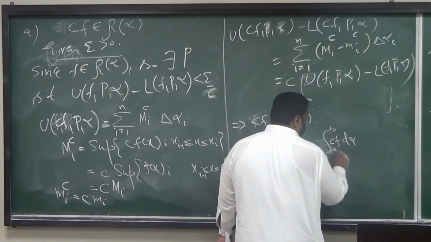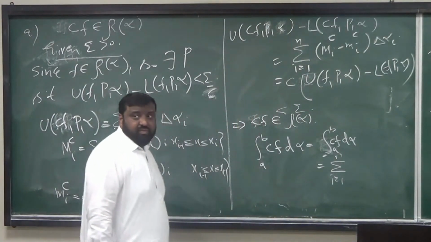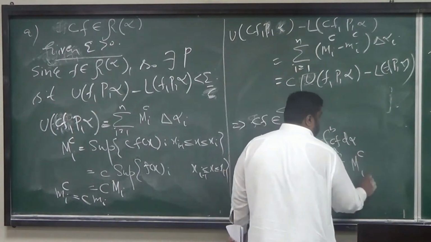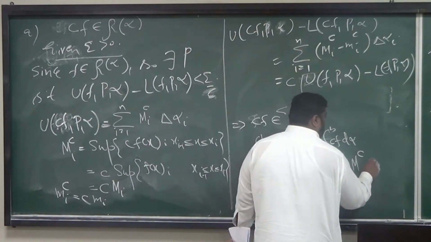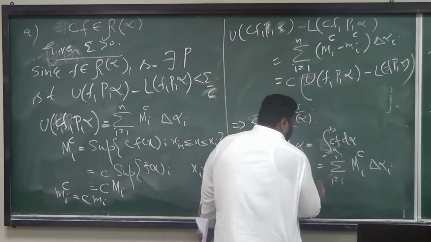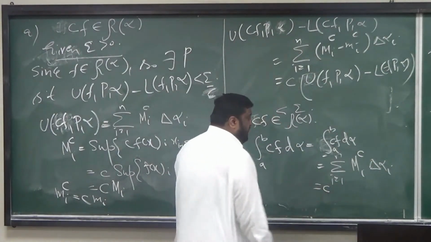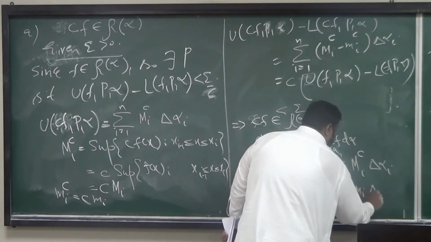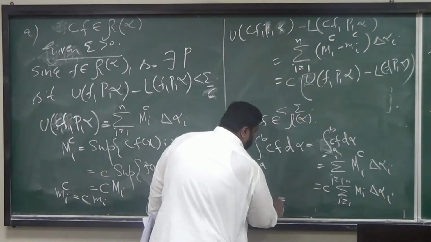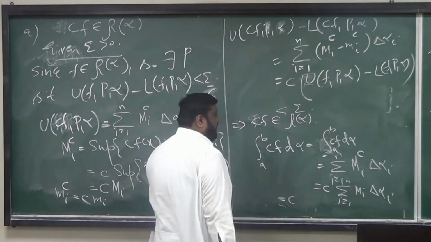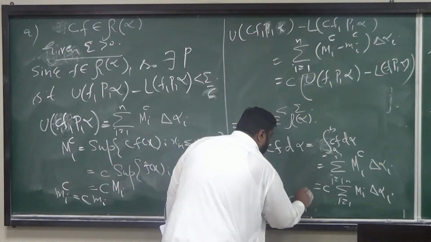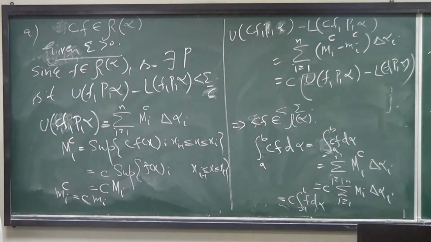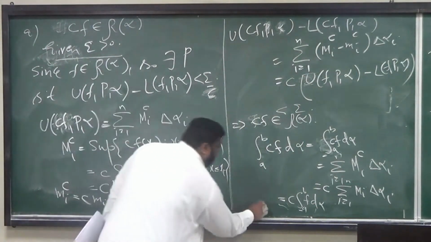Sum i equal to 1 to n of C times m_i delta alpha_i. So I can pull out C outside. So I'm going to have i equal to 1 to n of m_i delta alpha_i. And this is equal to C times the lower integral from a to b of f d alpha. But since f is integrable, this lower integral should be equal to what? The integral.